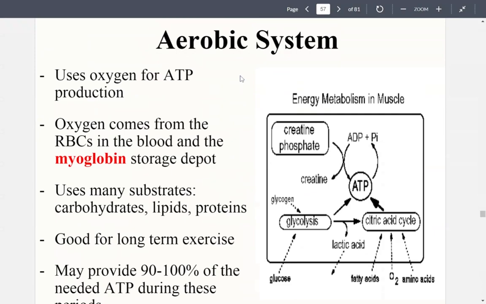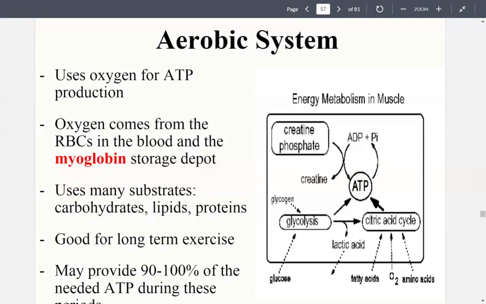And then we have our aerobic system. This is our major energy producing system. It does require oxygen, though, in order for it to occur. So if you're not bringing enough oxygen to your muscles, you will not have this happen. Oxygen is actually going to get there in two different ways. It's going to come in via your red blood cells in your bloodstream, and you will have some stored in the form of a myoglobin storage depot.